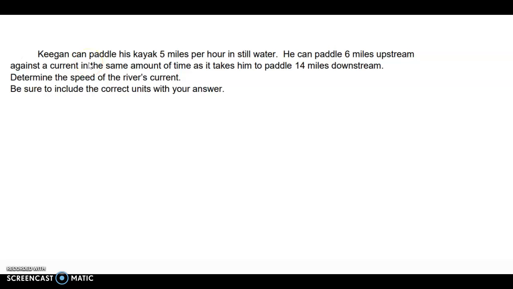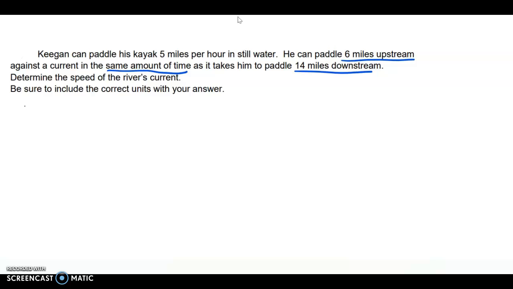Keegan can paddle his kayak 5 miles per hour in still water. He can paddle 6 miles upstream against a current in the same amount of time as it takes him to paddle 14 miles downstream. Determine the speed of the river's current.